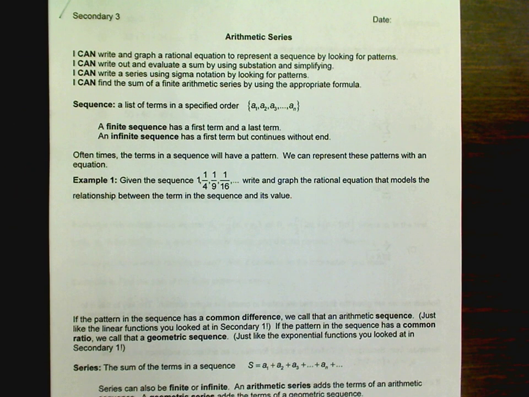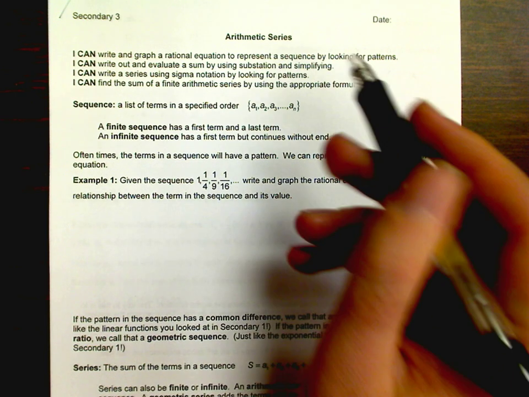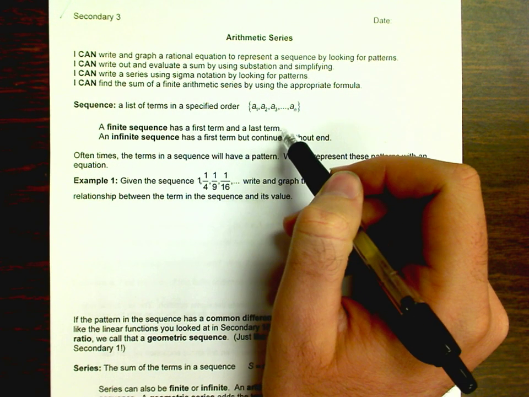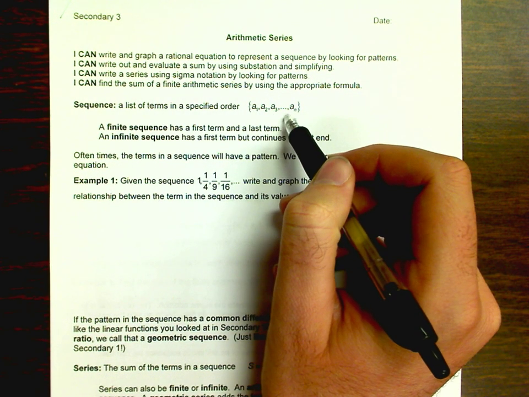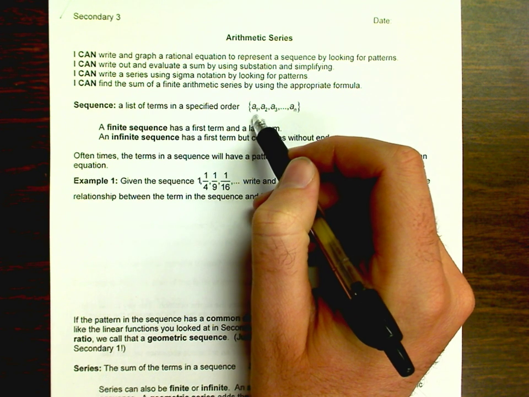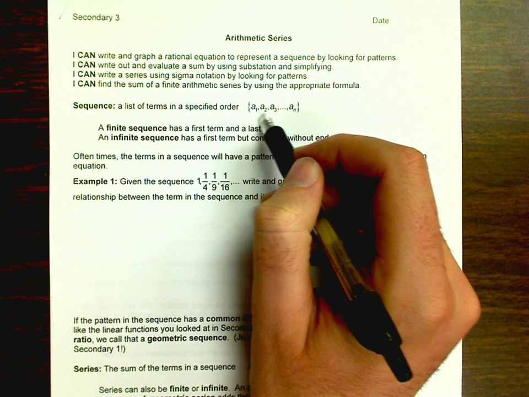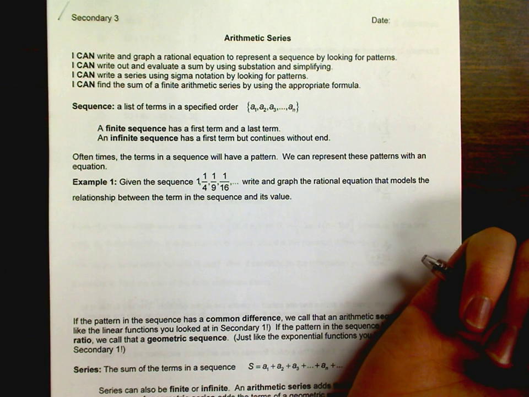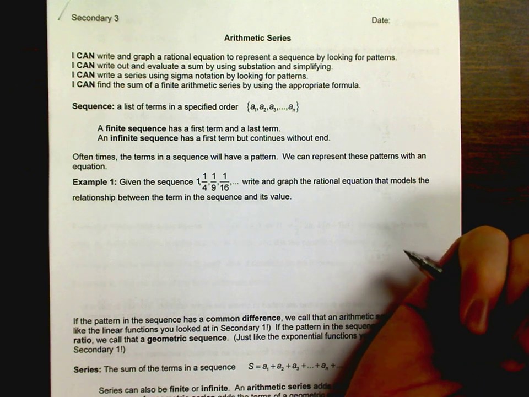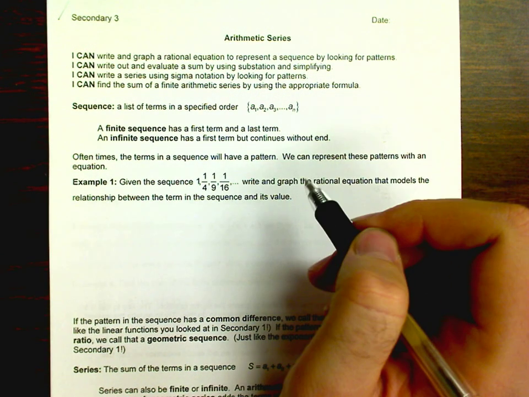Anyway, all right. First thing we have to talk about is sequences. A sequence is a list of terms in a specified order. We use this notation here. Usually we'll use A to represent a term, and we use subscripts to represent their position in the line. Since they have an order, A sub 1 is always the first term, A sub 2 is always the second term. And then we use A sub n to represent the last term, if it's a finite sequence. If it's infinite, it just goes on forever.